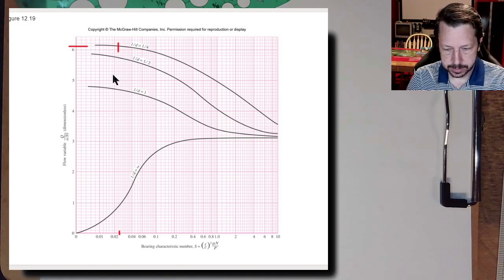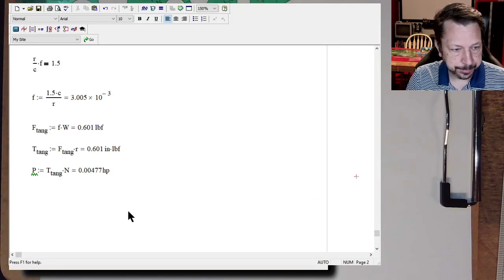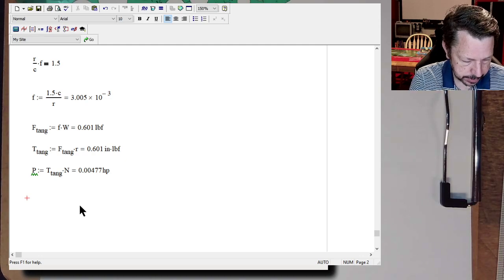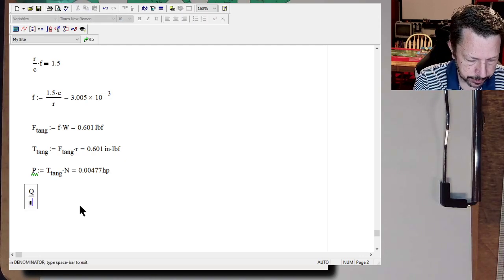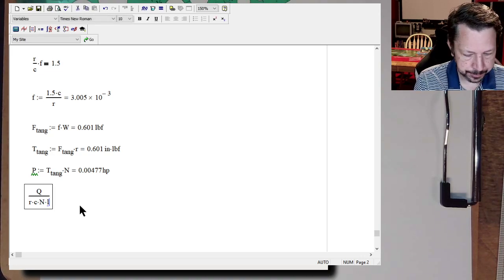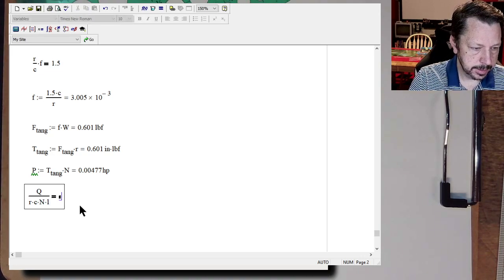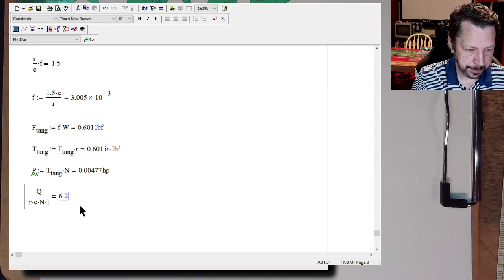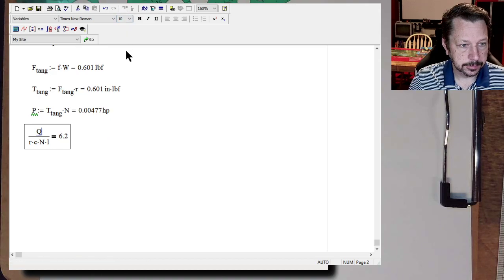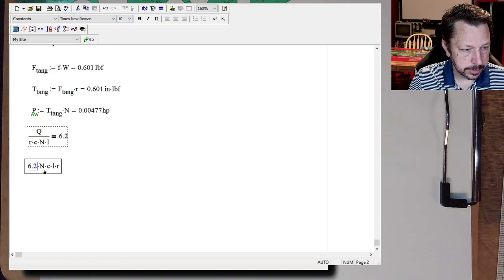All right, let's look at Mathcad to put that in. So what we're reading off the chart is Q over R times C times N times L. All of that equals 6.2. And we're going to solve for Q. So there's Q.